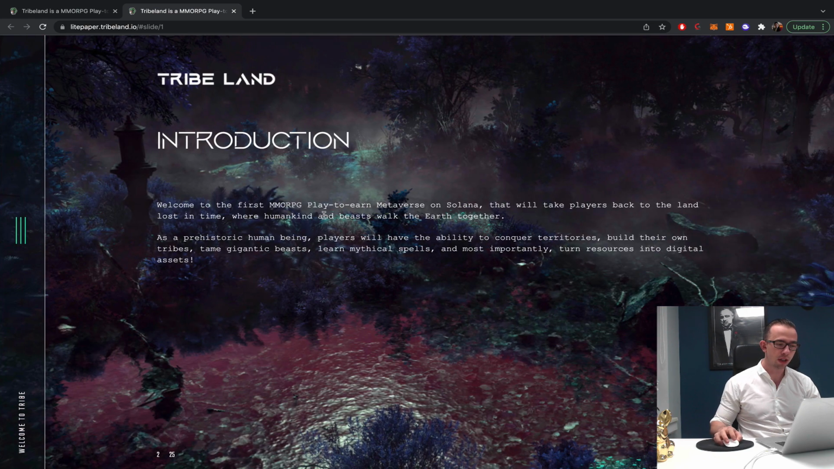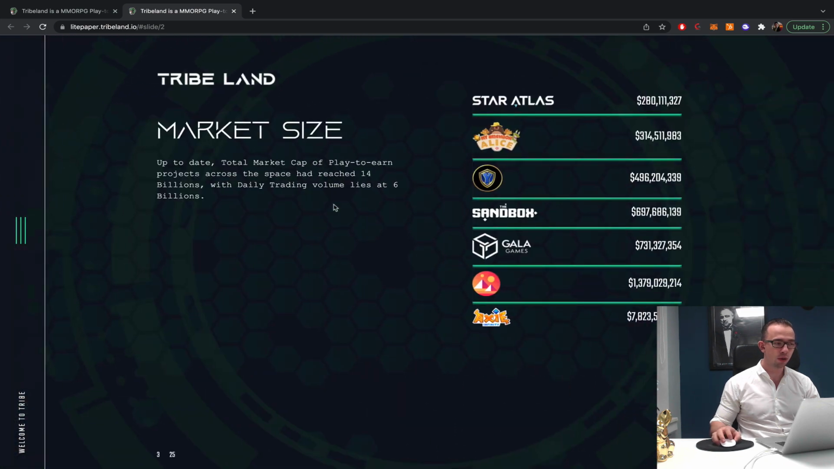Introduction. Welcome to the first MMORPG Play-to-earn Metaverse on Solana that will take players back to the land lost in time, where humankind and beasts walk the earth together. As a prehistoric human being, players will have the ability to conquer territories, build their own tribes, tame gigantic beasts, learn mythical spells, and most importantly, turn resources into digital assets. Very cool, light paper like this.